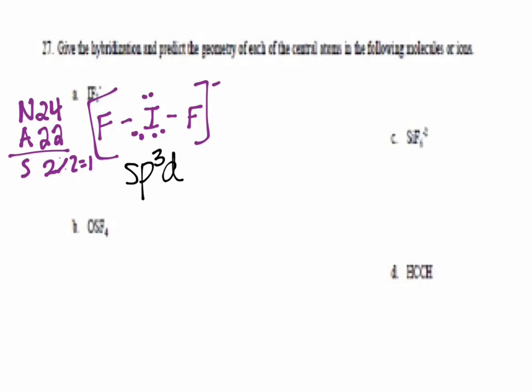So what would the angles be? It's just 180, right? Yeah, it's 180. And the polarity is nonpolar. What's the shape? Linear, but linear what? Trigonal bipyramid.